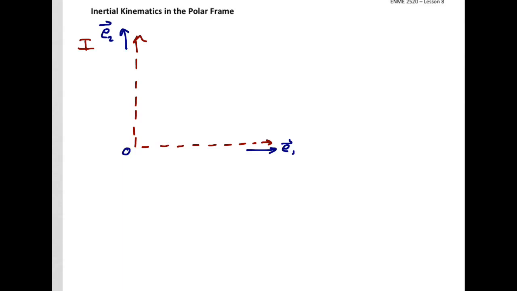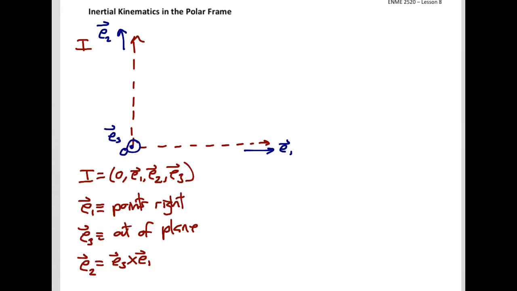So now let's define this polar reference frame, or this polar frame. And so let's start with something that we know. We've got an inertial reference frame, which we defined many times, in which we have an axis up and an axis to the right. We have our basis vectors E1 and E2, and then we call that the inertial reference frame I. And so in this reference frame, we have E1 that points to the right, E3 that's directly out of the page or out of the plane, and then our basis vector E2, which is the cross product of E3 crossed with E1.